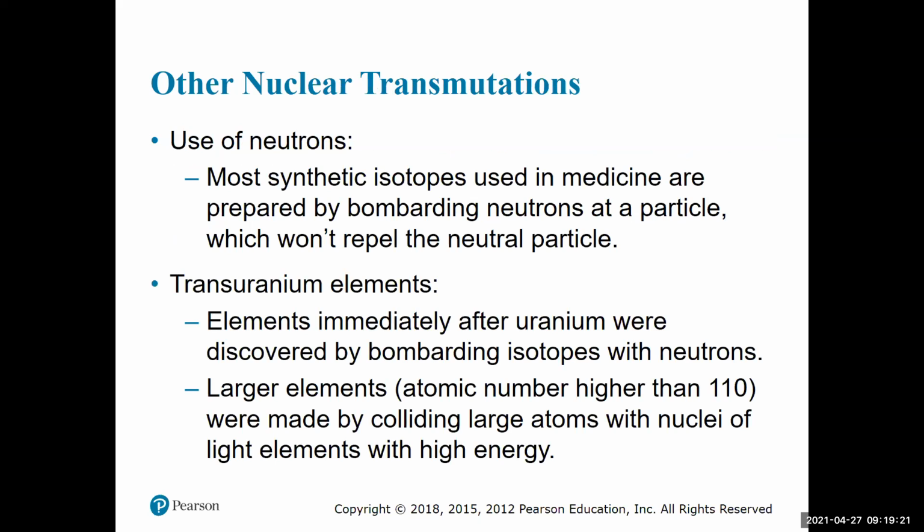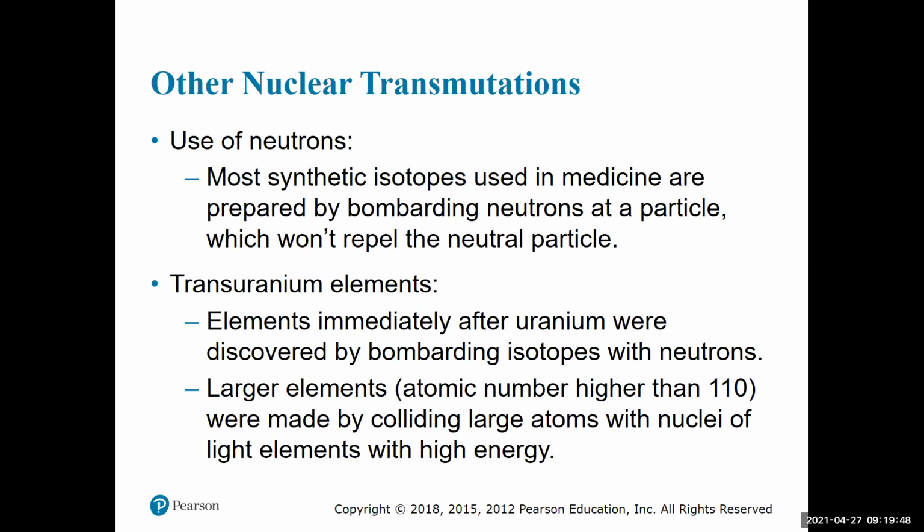Some other ways to do transmutations, you can use neutrons. The synthetic isotopes that are used in medicine are usually prepared by bombarding with neutrons. And the stuff in medicine is probably the one that you may, hopefully you don't, but you may have some interaction with, because that's used for diagnostic testing and things like that.